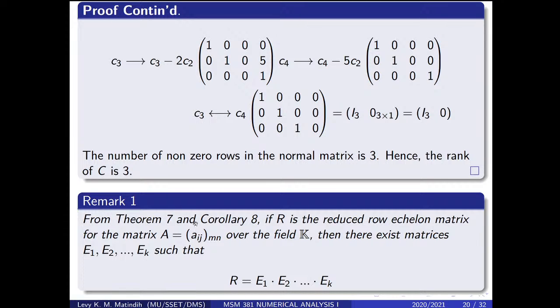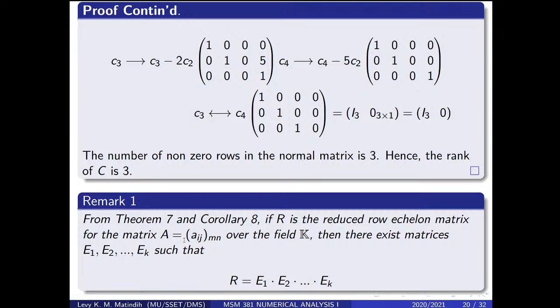from theorem number 7 and corollary number 8, if we go back to theorem number 7 and corollary number 8, if this R in corollary number 8 is the reduced row echelon matrix for the matrix A.